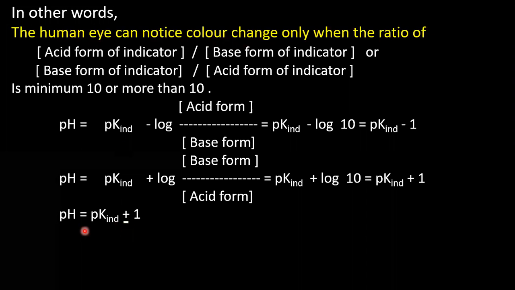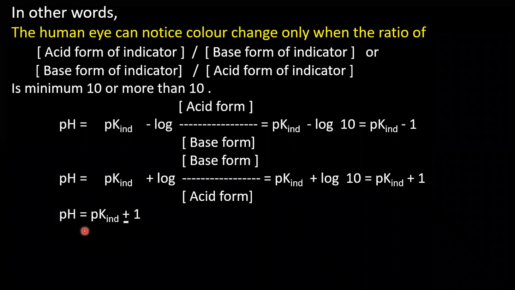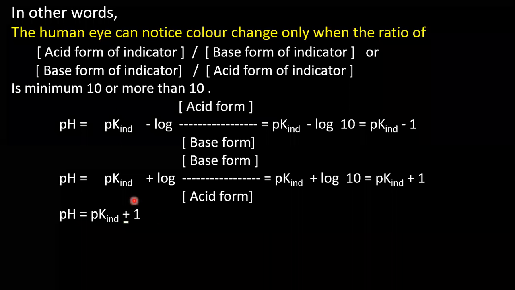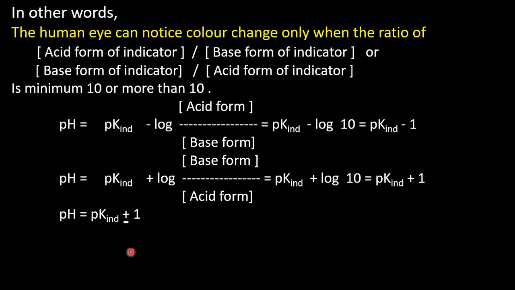That means only if the pH of the solution increases or decreases by 1 unit can our eyes see the changed color. Less than that is not visible. If the pH changes by 0.1, we will not see the color change. But if the pH changes by 1, 2, or 3, then we can notice the color change. This is by mathematical equations, right? And this range is called the transition range of an indicator.